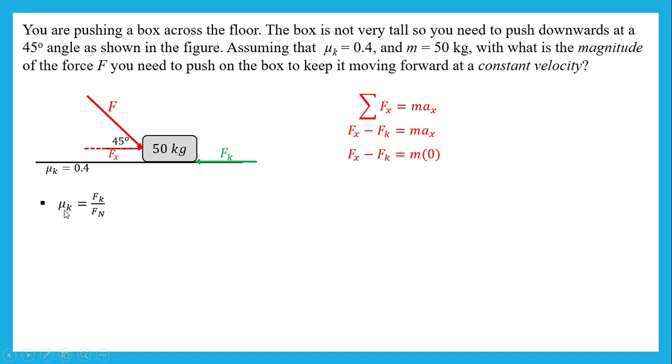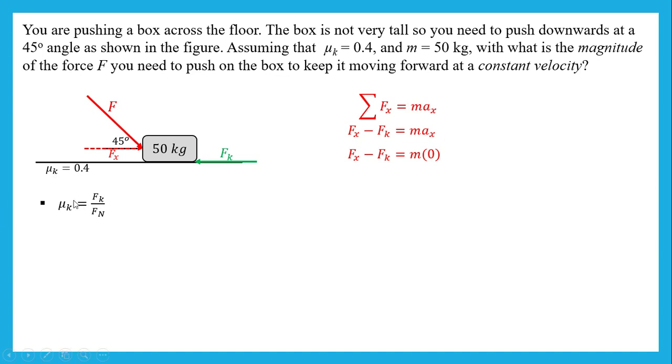By definition, mu k, the coefficient of kinetic friction, is just a ratio between f of k and f of n. So if I write mu k is equal to f of k over f of n, you notice here in this particular function that I'm circling, I don't know what f of k is, but what I can do is a quick substitution to incorporate mu k. The problem didn't give you what f of k is directly, it gave you the coefficient. But if you know the coefficient, you can just do a quick substitution, okay?